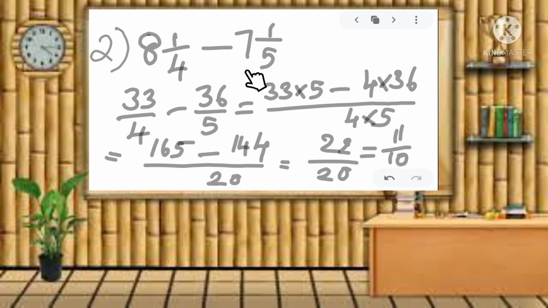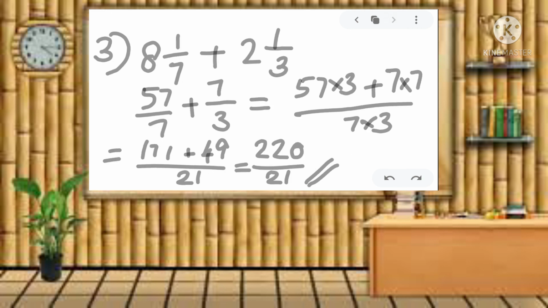8 1 by 4 minus 7 1 by 5. 33 by 4 minus 36 by 5. Cross multiply. 33 into 5 minus 4 into 36. 33 into 5 is 165 minus 144 by 20. 4 into 5, 20. After subtracting, we will get 22 by 20, cancelling both by 2. 11 2s are 22, 10 2s are 20. So the answer is 11 by 10.